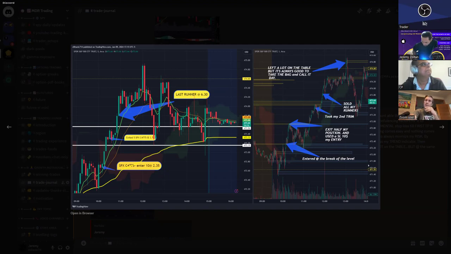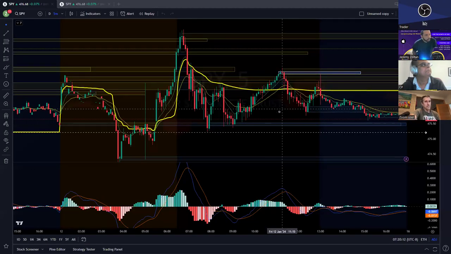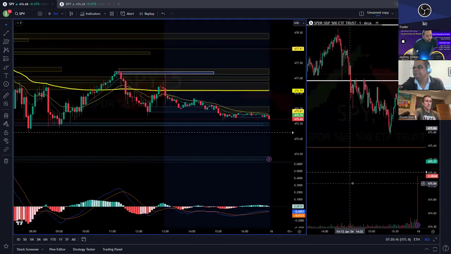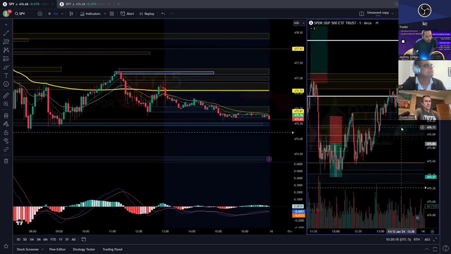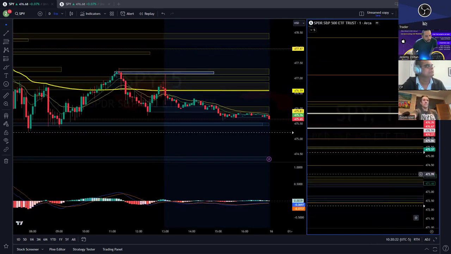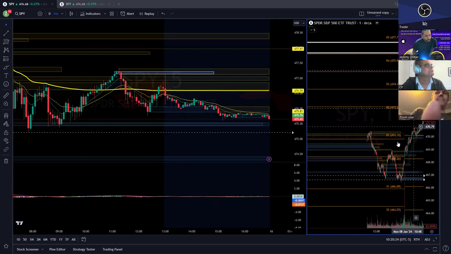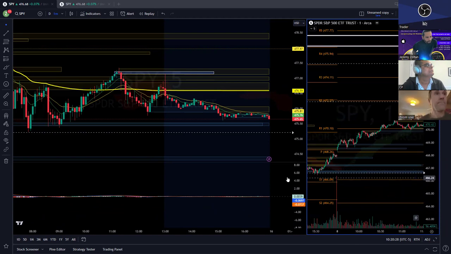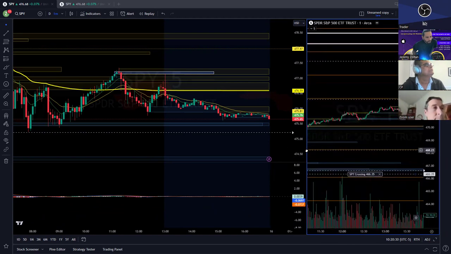Let me get up the charts. I hate that Discord is doing this right now. So let's have the micro and the 5 minute side by side, so you can see all the confirmations that we waited for to enter this trade.